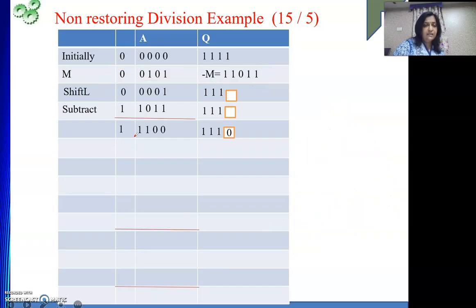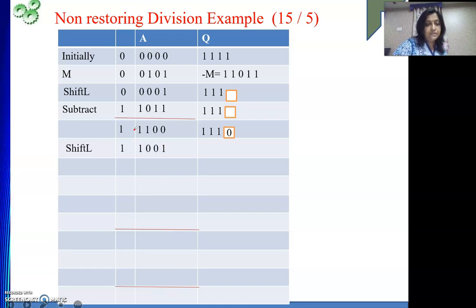What is the next cycle? What the next cycle will be is decided by this bit. So this bit is 1. So what will I do? Shift A and Q left and then add M. This I need to understand. So I'll do the shift left.